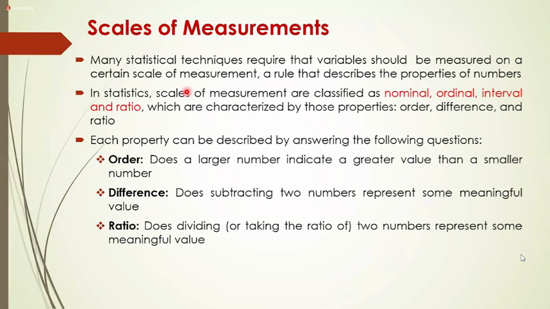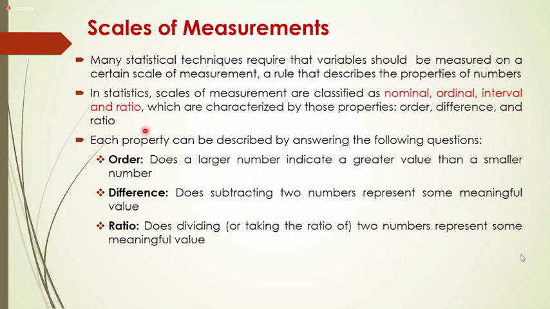Those are called scales. For the statistical context, we are using the scales. What type of scales are we using to measure our measurements? Right? So there are 4 scales of measurements. They are classified as nominal, ordinal, interval, and ratio, which are characterized by the properties of order, difference, and ratio. We can distinguish those measures by looking at the properties of order, difference, and ratio.